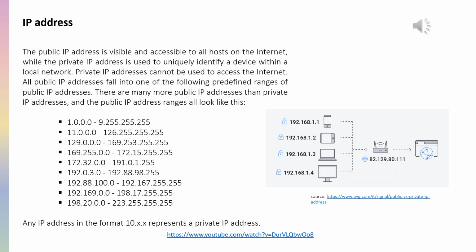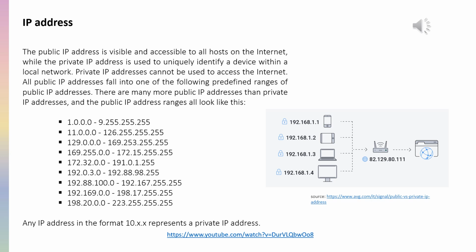The public IP address is visible and accessible to all hosts on the Internet, while the private IP address is used to uniquely identify a device within a local network. Private IP addresses cannot be used to access the Internet.